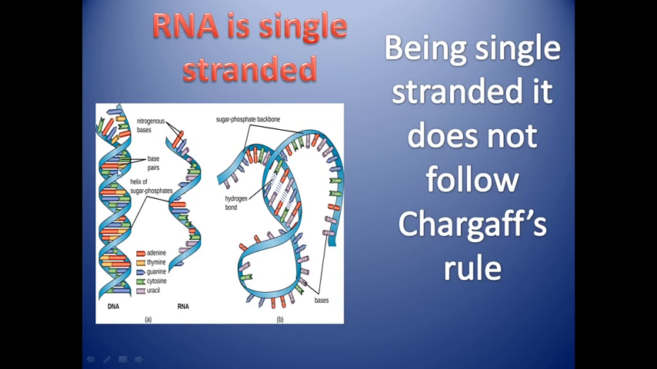In DNA there is complementary base pairing. Adenine always pairs with thymine and cytosine always pairs with guanine, or we can say a purine always pairs with a pyrimidine. So the number of purines is equivalent to the number of pyrimidines. But here we have a single-stranded RNA and there is no complementary base pairing in that fashion, and as a matter of fact Chargaff's rule is not followed here. The amount of purines is not equivalent to the amount of pyrimidines.